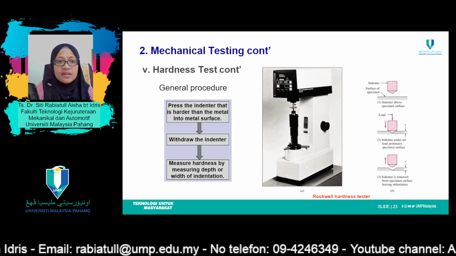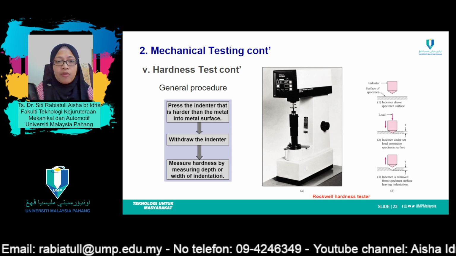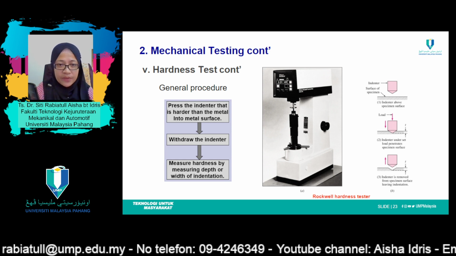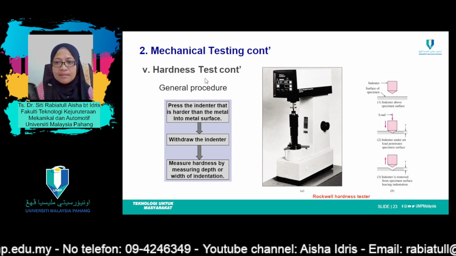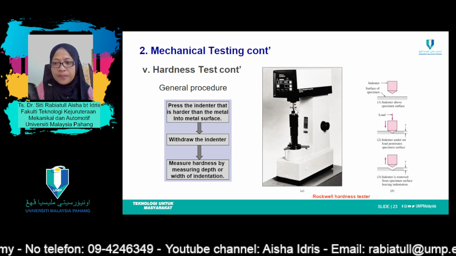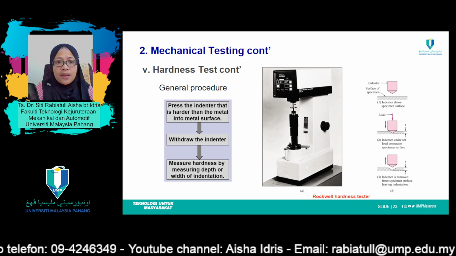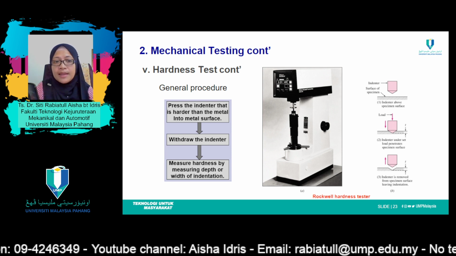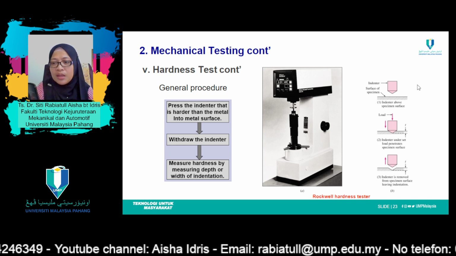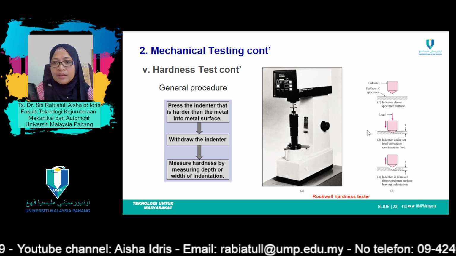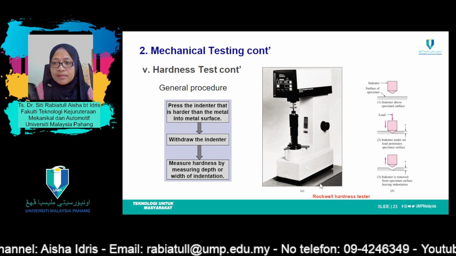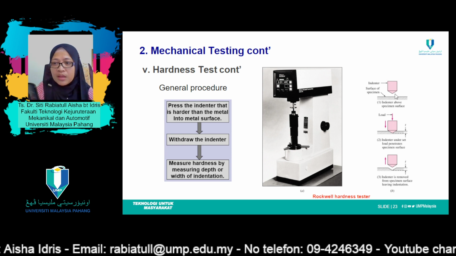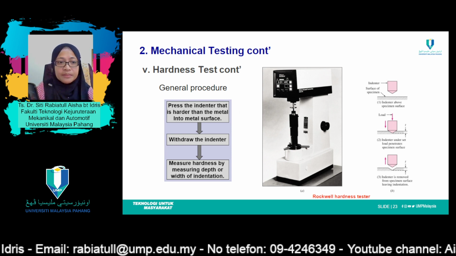The hardness test is typically performed by pressing a specifically dimensioned and loaded object, which is known as the indenter, located here, into the surface of the material you are testing. So this is the illustration of a hardness test using a Rockwell hardness tester. This one is the specimen, this one the indenter.